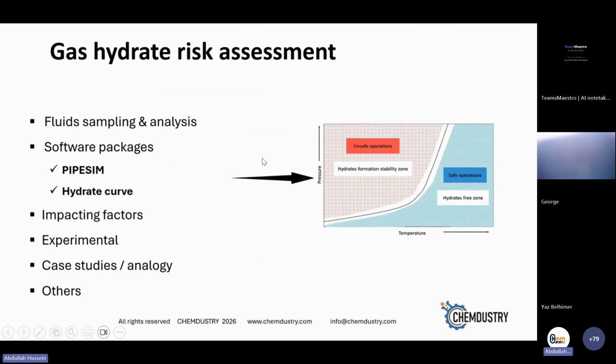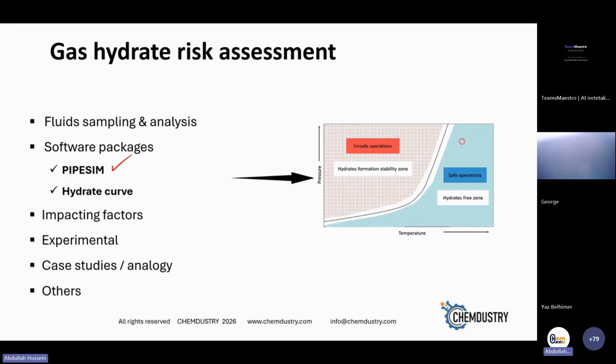How do we assess the risk of gas hydrates? The same thing: you pull samples, analyze them, and then you run some simulations. Here's PipeSim for you if you want to do that. Whenever you do that, you will get a hydrate formation curve. This is how it normally looks. It tells you the zones of hydrate formation.